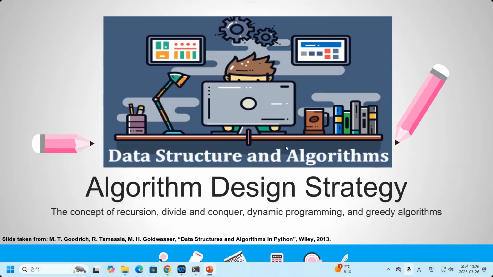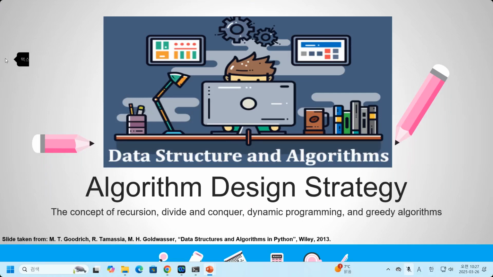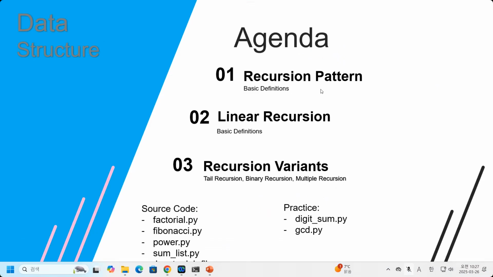So in this section, I would like to discuss algorithm design. There are many kinds of algorithm design. We have recursion, divide and conquer, dynamic programming, greedy algorithm, and so on. So let's do the first one, which is recursion. We will check the other parts in another section. We will learn what recursion is, what linear recursion is, and what the variants of recursion are.